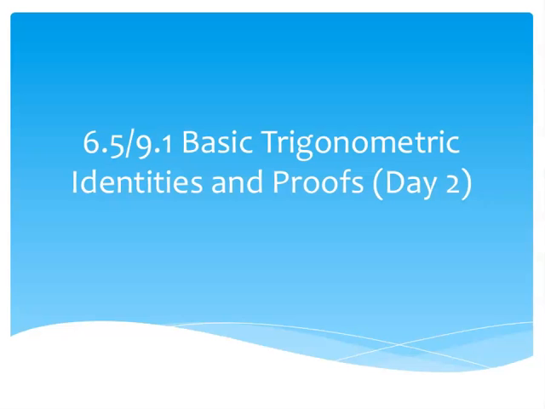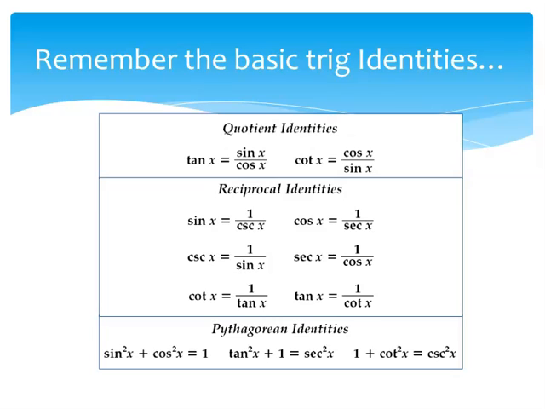So the first thing you see here is just the exact identities that we learned last time. They're grouped together: the quotient identities, the reciprocal identities, the Pythagorean identities. And so this is nothing new. You learned these last time.